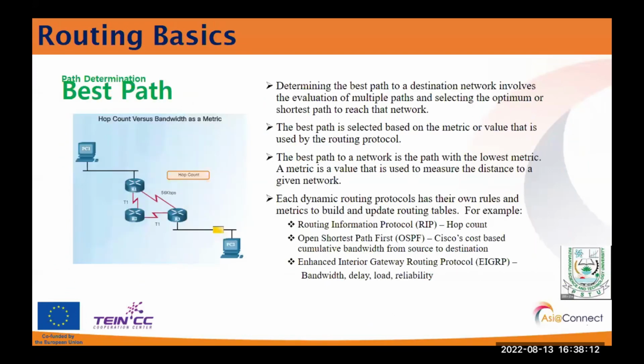And best path: determining the best path is also a router function. Basically it involves evaluating multiple paths and selecting an algorithm used to find the shortest path to reach the network. Some use hop count and some use bandwidth, delay, or other factors. These are all related to dynamic routing protocols. Basically RIP uses hop count. OSPF uses Cisco-based cumulative bandwidth, and EIGRP uses bandwidth, delay, load, and reliability. These are all metrics.